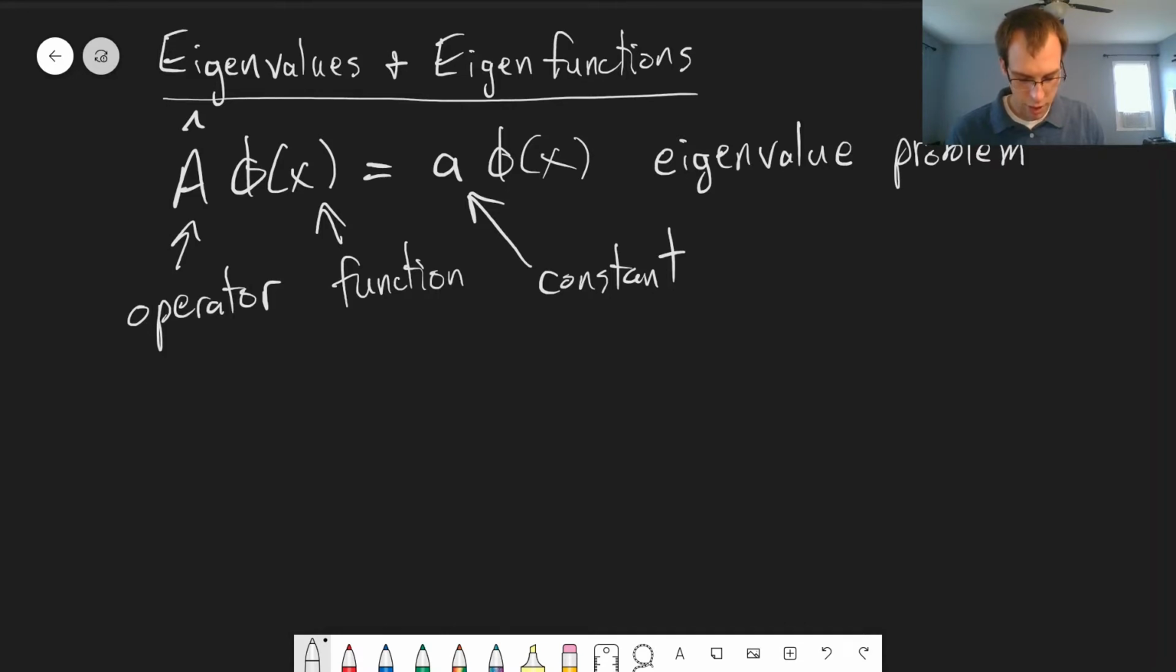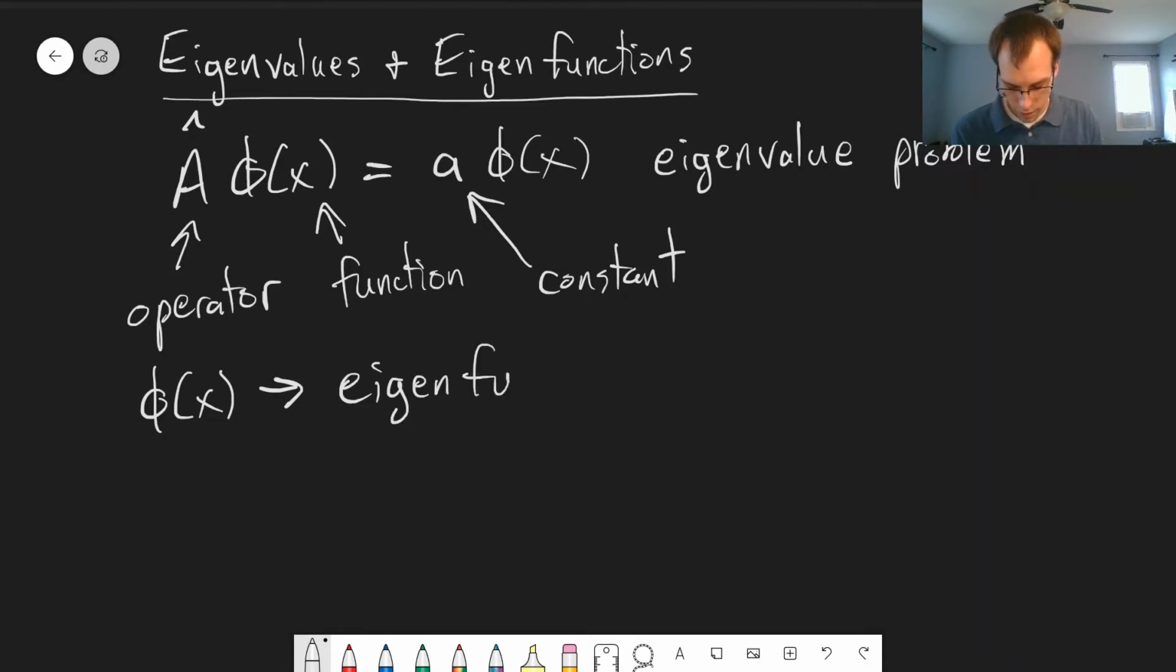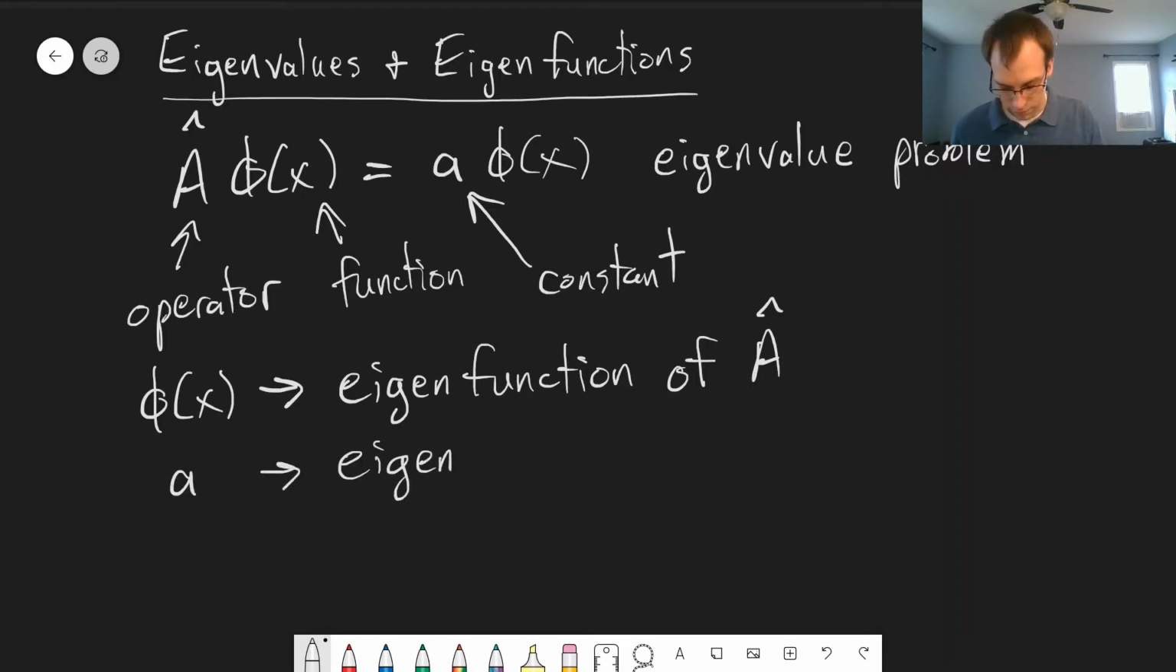Let's define some terminology here. Phi of x, this function that satisfies this type of equation, is known as an eigenfunction. And if I'm not mistaken, eigen is a German word that means self. So it's a function that returns itself after you apply this operator to it. So it's called an eigenfunction of the a operator, whatever that operator is. And a, the constant that we get, is known as an eigenvalue of the operator a.